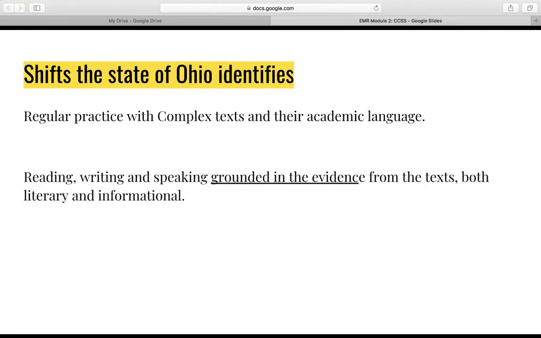The other thing that was really, really important is that reading, writing, and speaking became grounded in evidence from the text, both literary and informational. We talked a little bit last week about the fact that some assessments, some of the questions students can answer just because of their prior knowledge and not necessarily because of the text. Well, that was a problem.